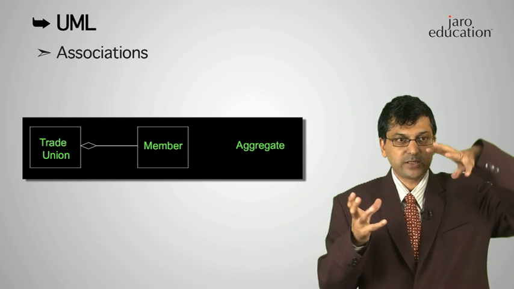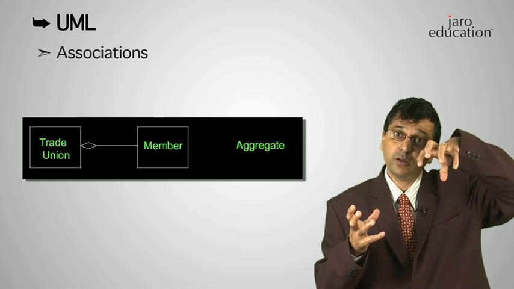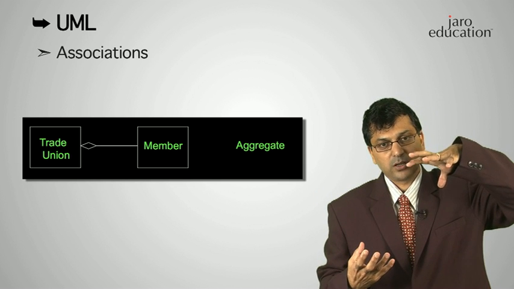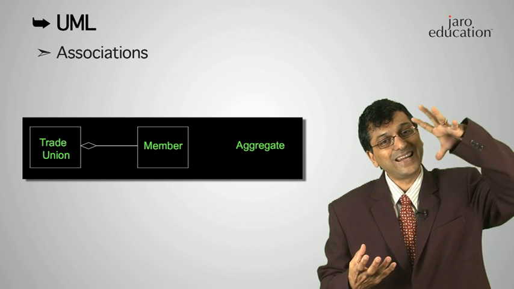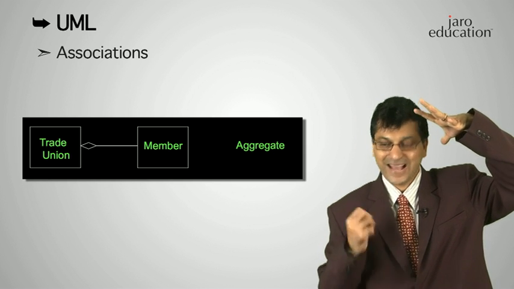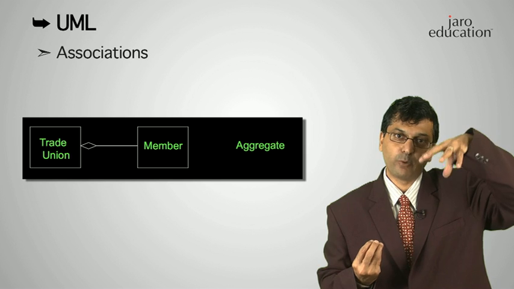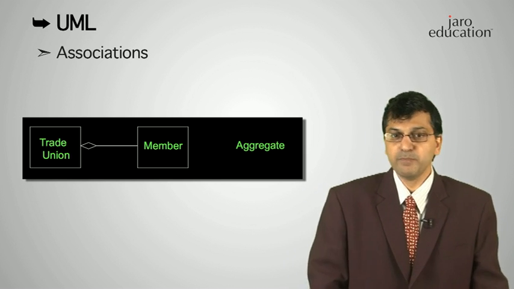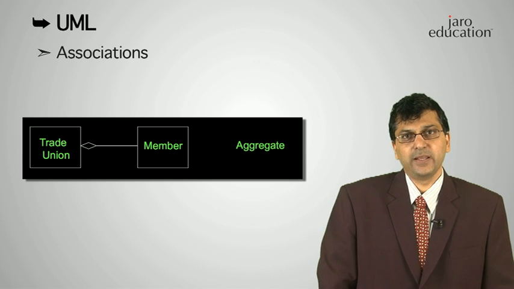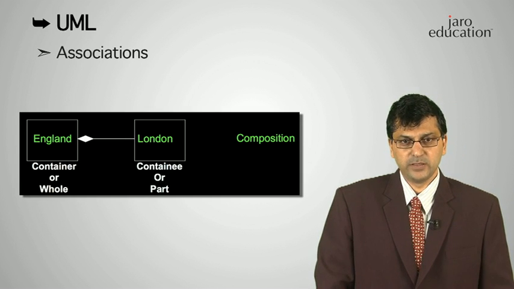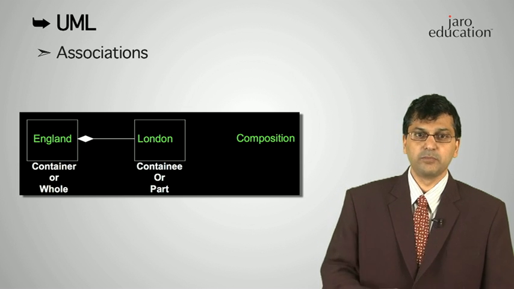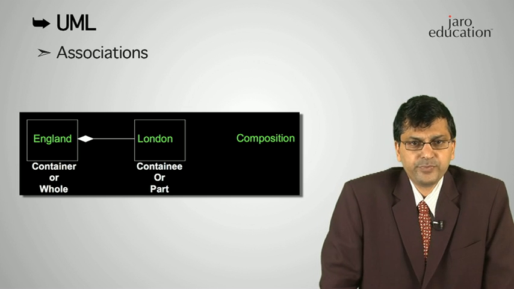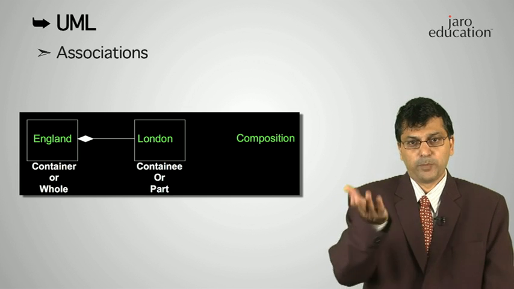What this means is there is a container, a whole, which will have certain parts in it. Container and contained. So the diamond will point towards the container. So trade union has members. So the diamond will be pointing towards the trade union class, and there will be a solid line coming in from member. So that's an aggregate. And there is something known as composition. For example, England has London, or London belongs to England, or London is part of England, whatever you want to call it. So it's a container and containee or whole part, whatever you want.